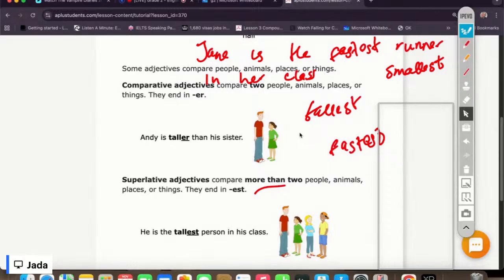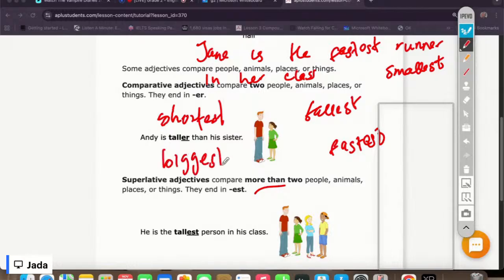All right, good job. Perfect. So we have shortest. Oh, that's great. Okay. We have biggest. Okay, perfect. Okay, that's great. Good job, everybody. So these are examples of superlative because they end in est and they compare a larger group.